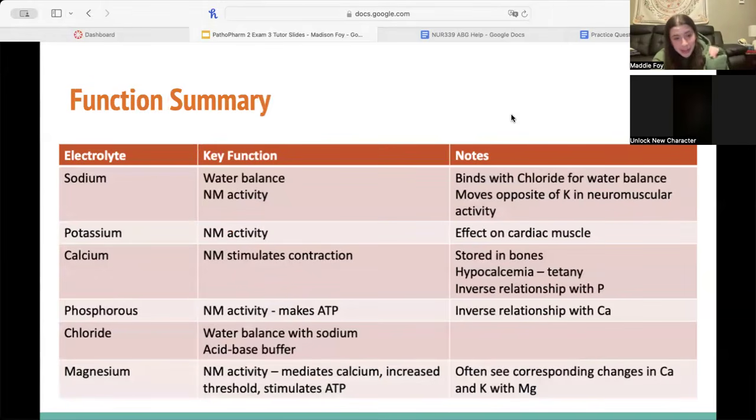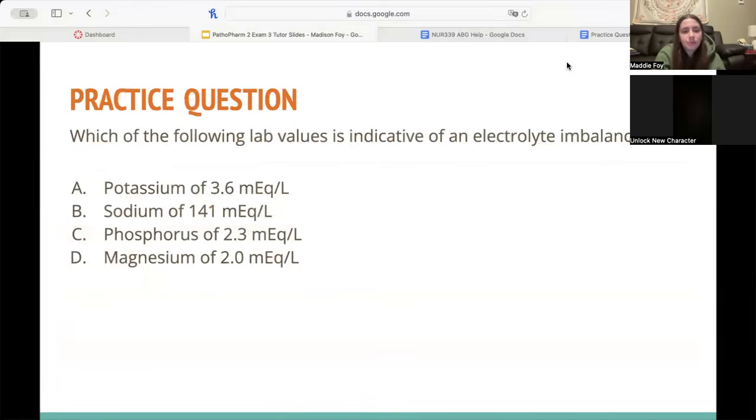Perfect. I was correct. That was the last one. This is from your professor's slides. It is a quick key function and professor notes on these different electrolytes. I'm not going to go over them each individually, but I thought this was a good slide for you guys to use to just kind of super quick bullet point those functions and other key notes for them. Again, just really understanding those key side effects, those key relationships with other electrolytes and those types of things.